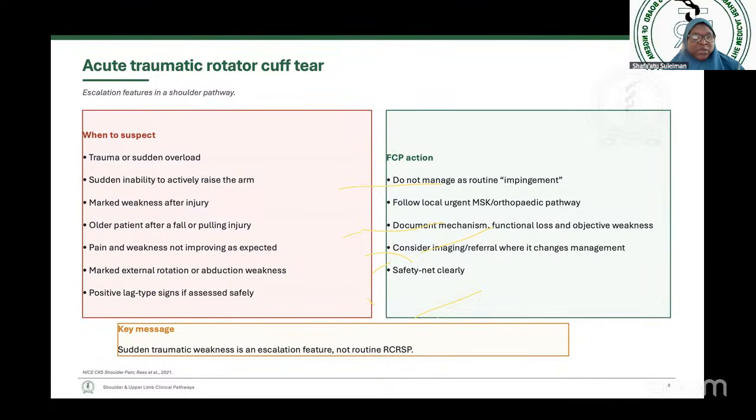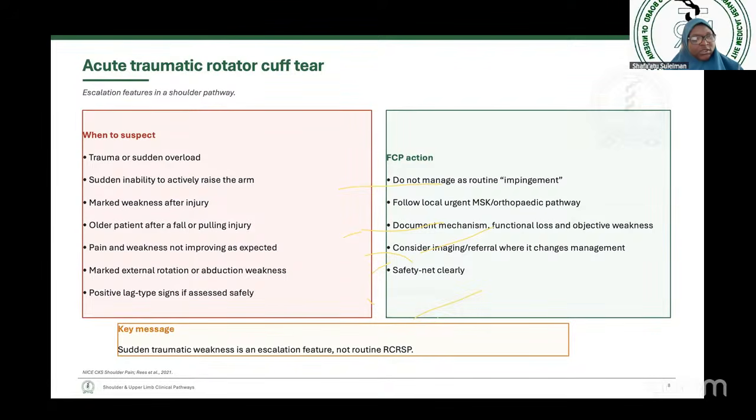And when there is sudden inability to actively raise the arm, or marked weakness after an injury, we should suspect a tear as well in an older patient after a fall or pulling injury. Now, sometimes even in an older patient without a pulling injury, like even if it's not a major pulling load or pulling action, sometimes degenerative changes also occur in the tendon.